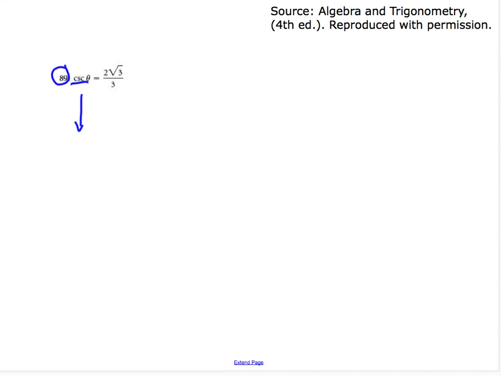One thing I know is that cosecant and sine are reciprocals of each other. So if I take the reciprocal of cosecant to get sine, then I have to do the reciprocal of the other side too. So that would be 3 over 2 root 3. Now, at this point I could just do an arc sine of both sides to figure out what the angle is, but I know there are some exact angles, and maybe I can get to that.